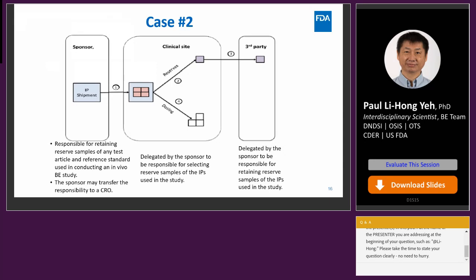For the clinical site, it's dedicated by the sponsor to be responsible for selecting reserve samples of the IPs used in the study. For the third party, it's delegated by the sponsor to be responsible for retaining reserve samples of the IPs used in the study.